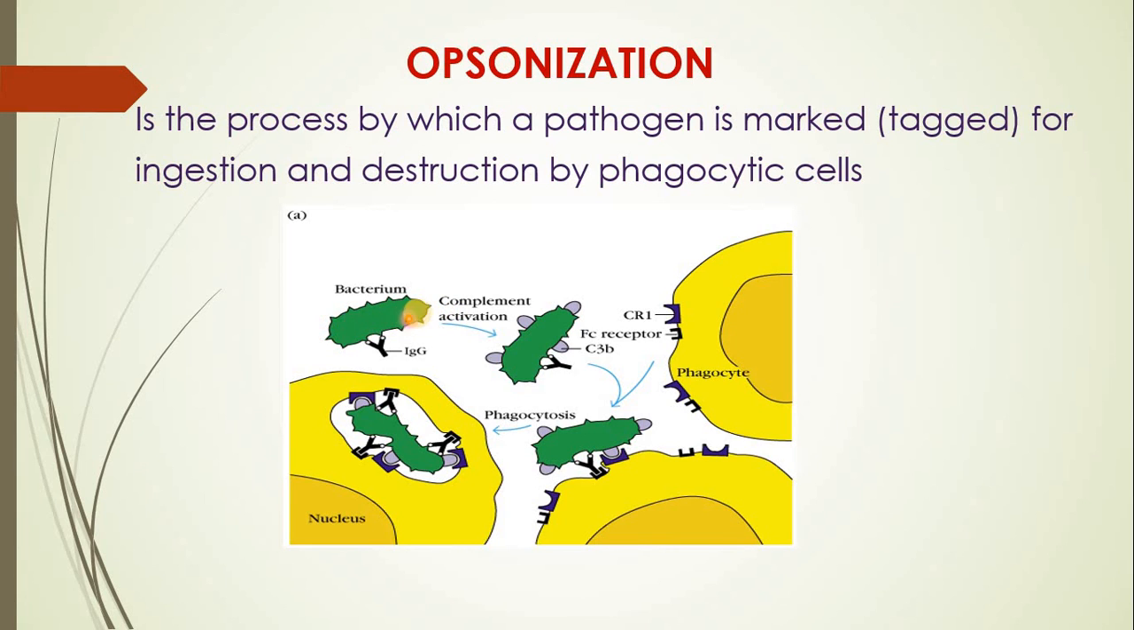Now suppose this is the bacterium. This bacterium will be identified by the soluble immunoglobulin, that is IgG. Obviously this IgG, when it binds with the bacterium, tags it, right? And now this tagged bacterium will bring about activation of the complement, and this activated complement will result in development of certain receptors on the surface of the antigen.